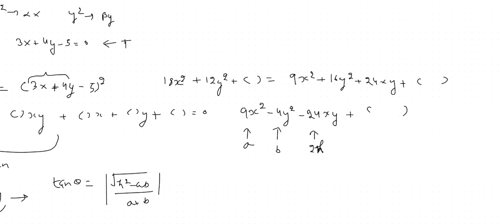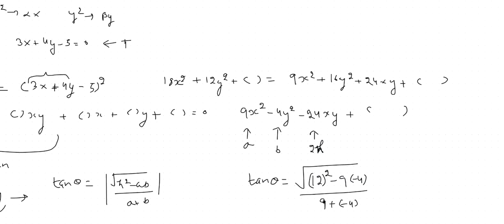And tan theta is root over h square minus ab. So if 2h is minus 24, h will be minus 12. So tan theta is root over 12 square. 12 square or minus 12 square both mean same. Minus 9 into minus 4 divided by 9 plus minus 4. So many students make this mistake. They ignore the minus sign. Please remember this. This minus sign, if you ignore it, it will give you minus 1 in the JEE exam.